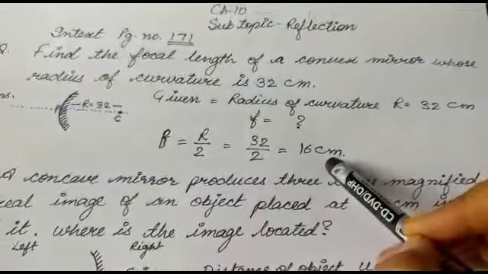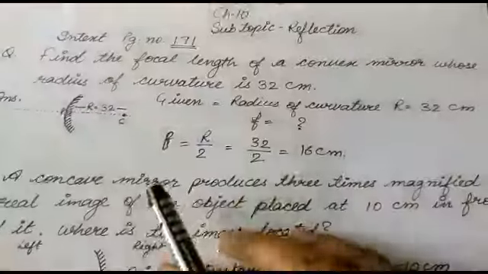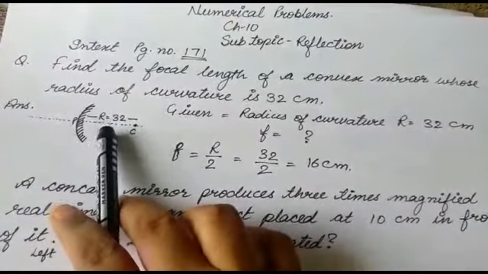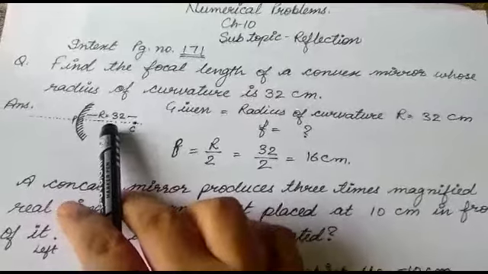So we can say by this that the value is in positive terms. This is plus 16 centimeter. It means the focal length also lies to the right side of the mirror, or we can say behind the mirror.